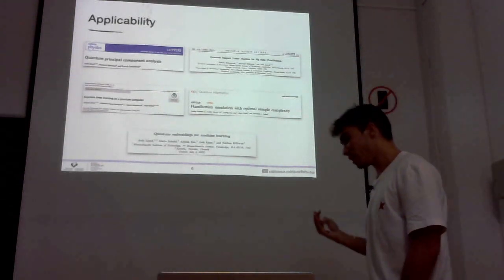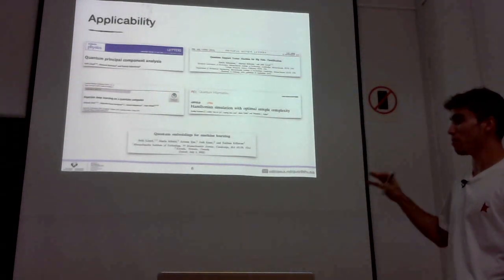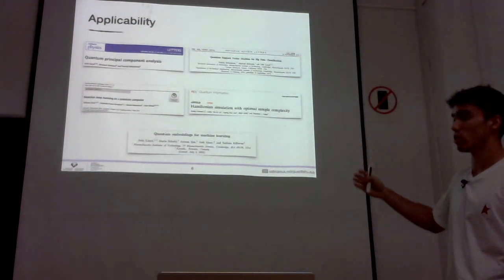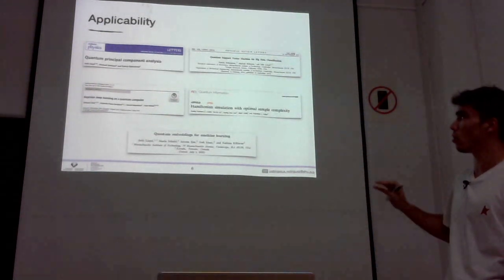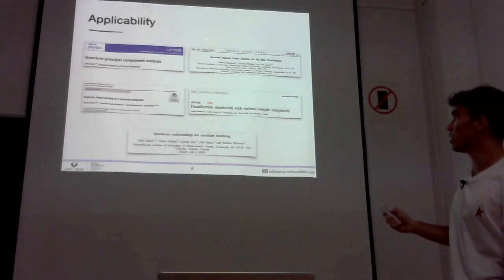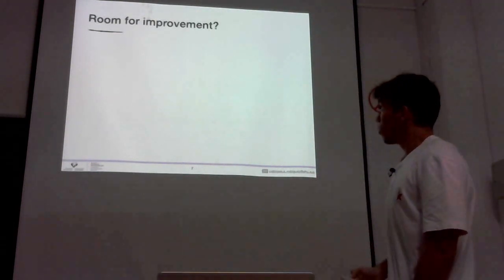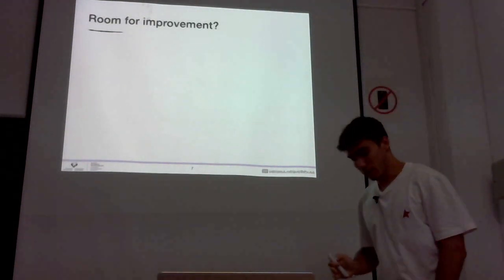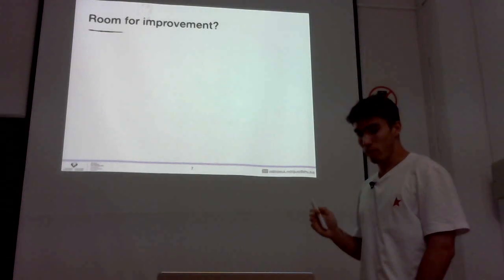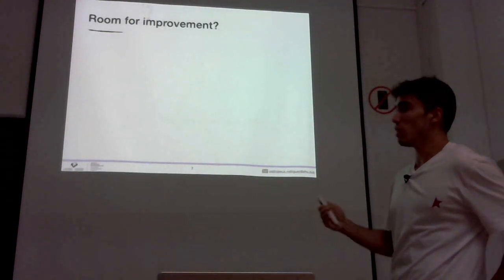So this operation is a very particular operation, but it's widely used in the literature, and it's the cornerstone of many fault-tolerant quantum algorithms. Because, for example, these two are fault-tolerant quantum algorithms. So we were asking, is there room for improvement? We know that it's optimal, but maybe we are able to still improve it.